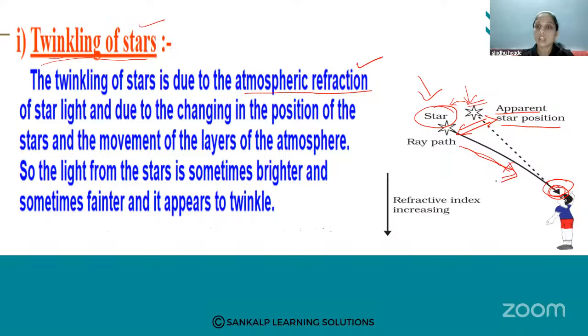So this refractive index varying in our atmosphere is the main reason for atmospheric refraction. So the refractive index increases gradually and it reaches our earth.